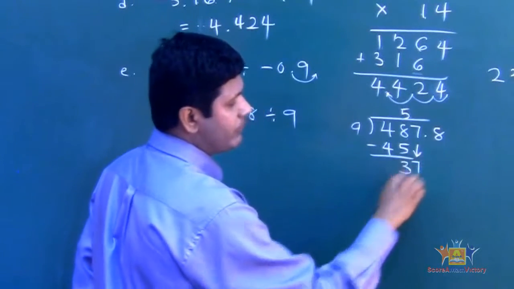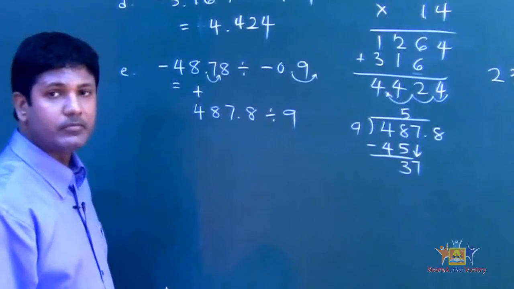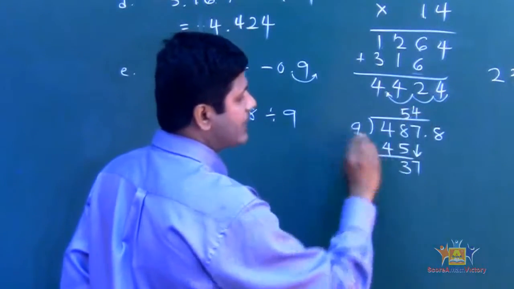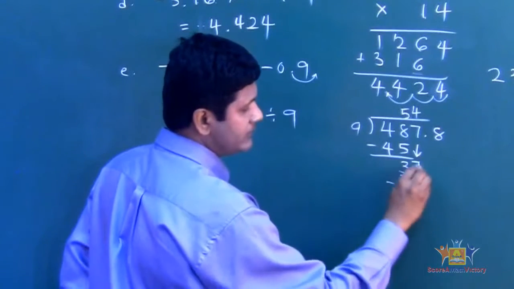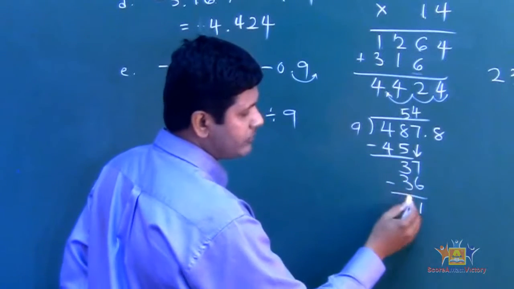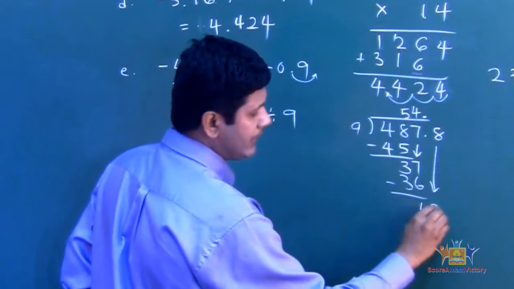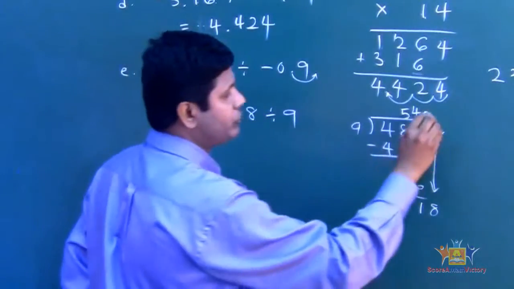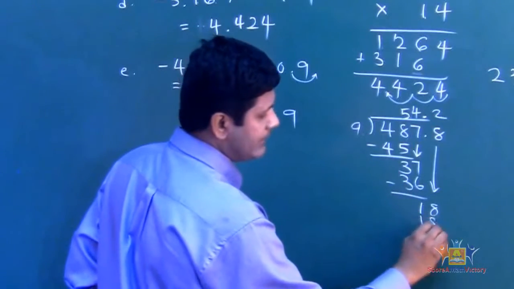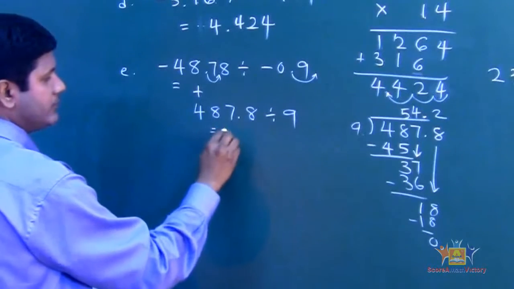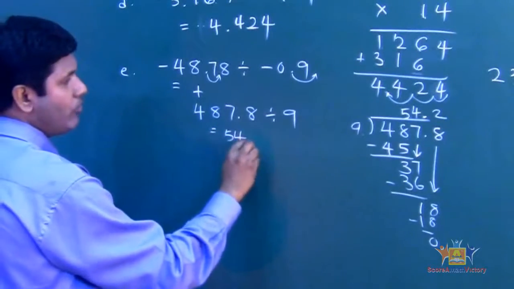Then bring 7 down. In 37, there's how many 9? Very good, 4, because 4 times 9 is 36. 7 minus 6 is 1, 3 minus 3 is 0. See the decimal? Bring it up. Very important. Then bring 8 down. In 18, there's how many 9? 2. 2 times 9 is 18, minus gives me 0. Okay, so this is 54.2.